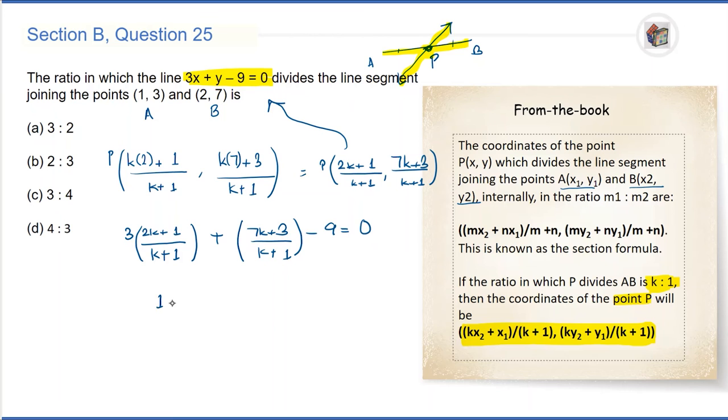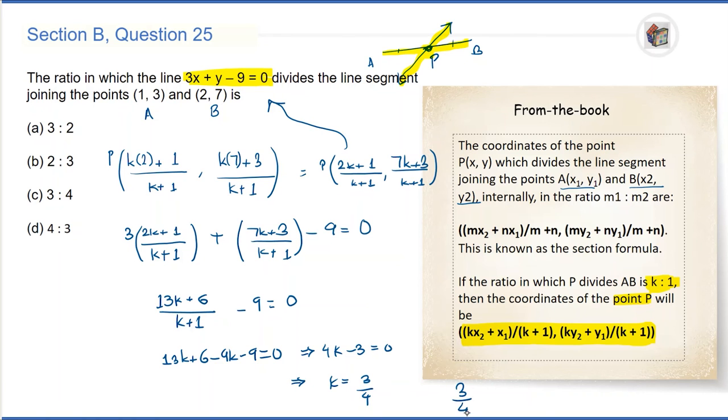When you add these, you're going to get 13k plus 6 upon k plus 1 minus 9 equal to 0. Further simplification will give you 13k plus 6 minus 9k minus 9 equal to 0. Get your k's together as 4k and the constants as this. You solve it, k is going to be 3 by 4. So since my ratio was k to 1, it's 3 by 4 to 1. You just multiply 4 on both sides, you're going to get 3 to 4. So the correct answer is C.